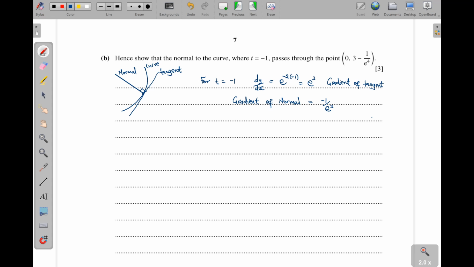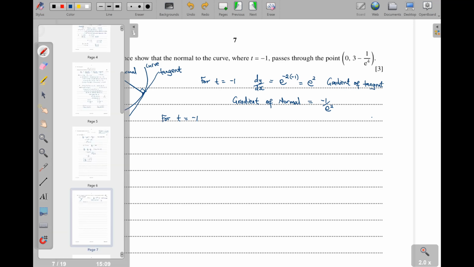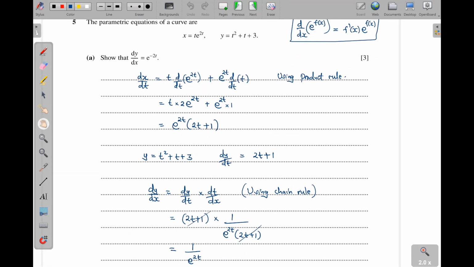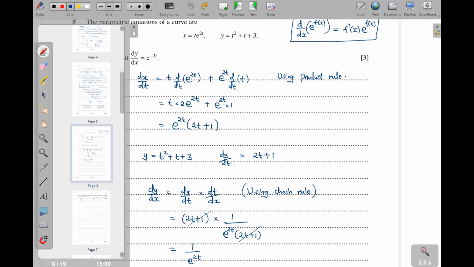Now, again for t equal to negative 1. Remember, to find the equation of a straight line, you need its gradient. So we have the gradient, and also at least one point through which the line passes. So if t is equal to negative 1, what are x and y? We need to get that coordinate. When we go back here, x is given as t e to the power of 2t. So we are supposed to substitute here to get that point.